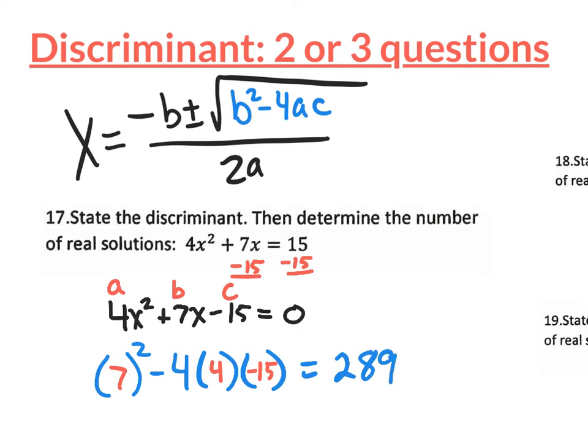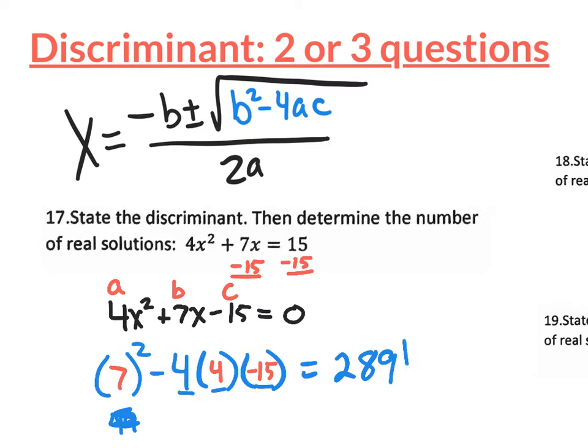Of course, you didn't have to use a calculator. You could have worked it out. 7 times 7 is 49, 4 times 4 is 16, multiplied by 15, and then you could subtract or add those values and you will get 289. So use a calculator, it's faster, it's more accurate.